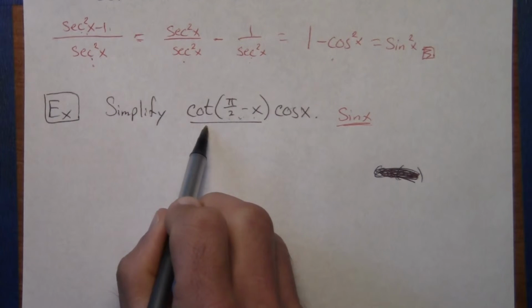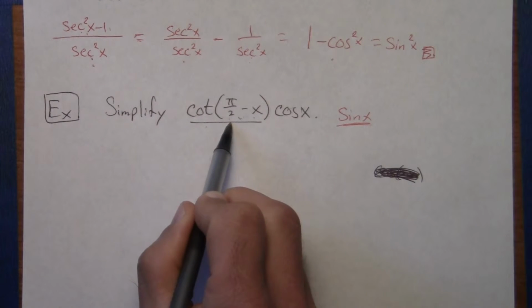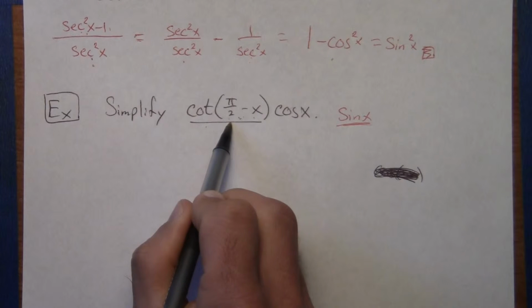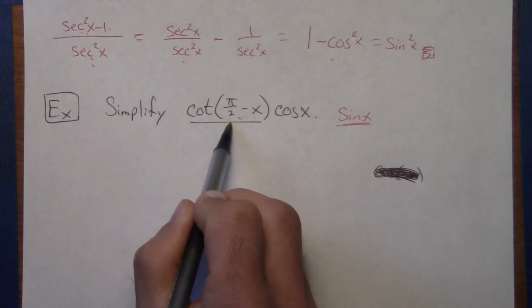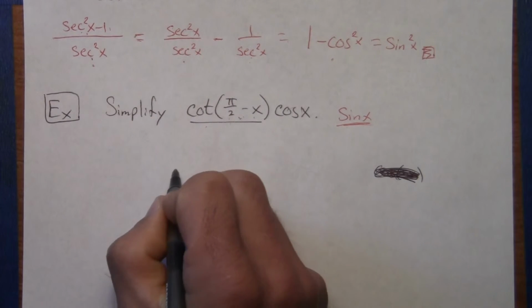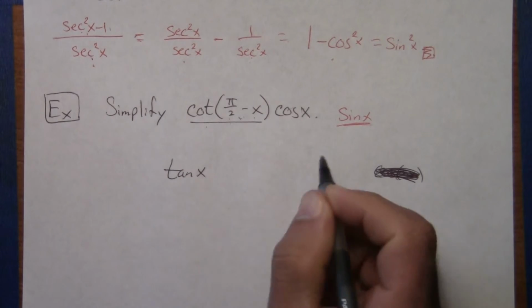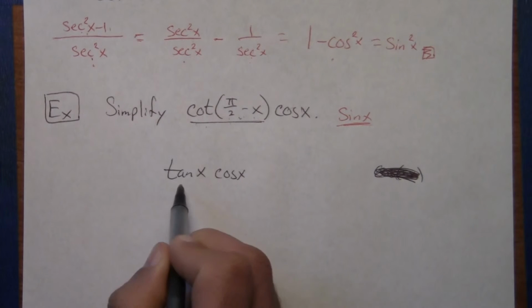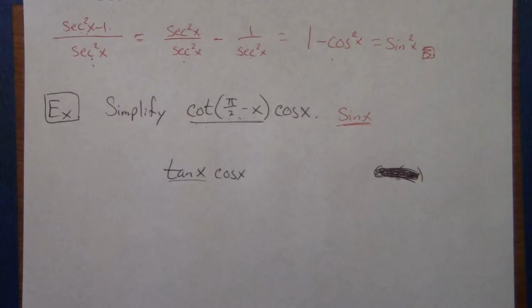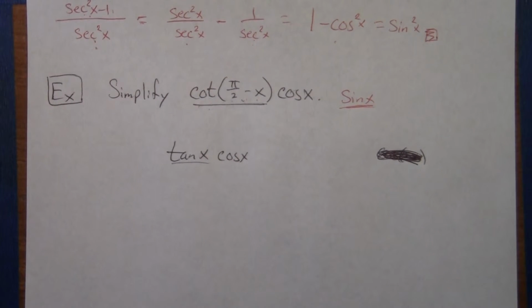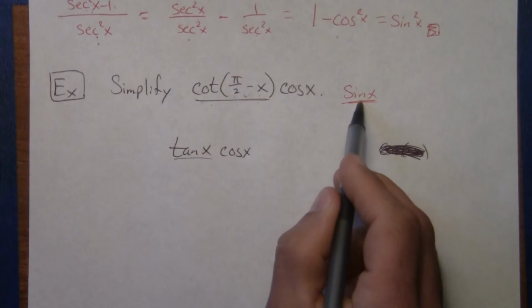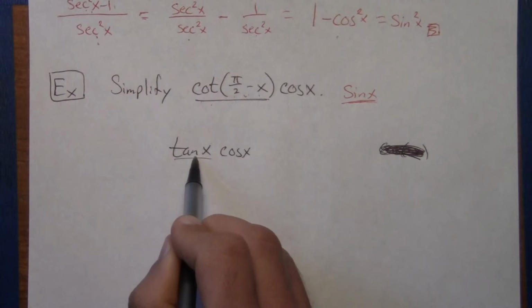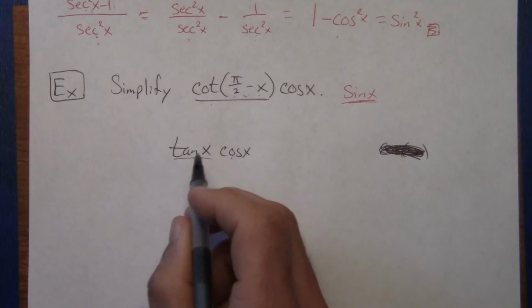So if you don't know what cotangent of 90 minus theta or 90 minus x would change into, you can go and look it up in your identity sheet, and you'll find out that that's actually equal to tangent of x. So cotangent of pi over 2 minus x will change into tangent of x. And now you might be able to see it, especially after the first one we did. I'm trying to get sine. I know this can change into sine over cosine, which will get rid of that.